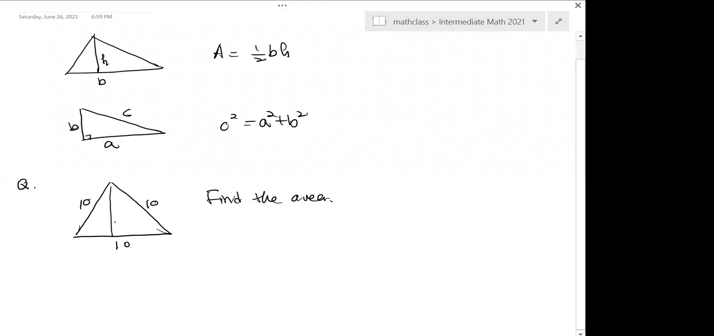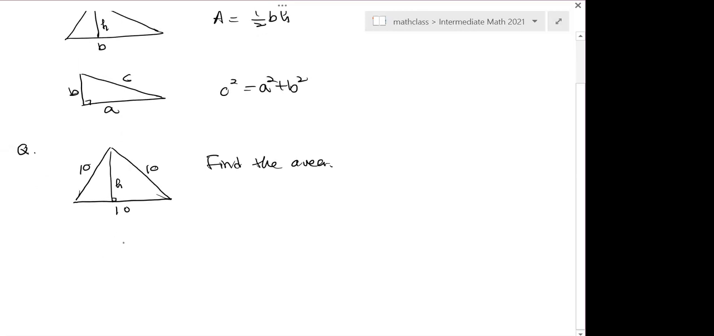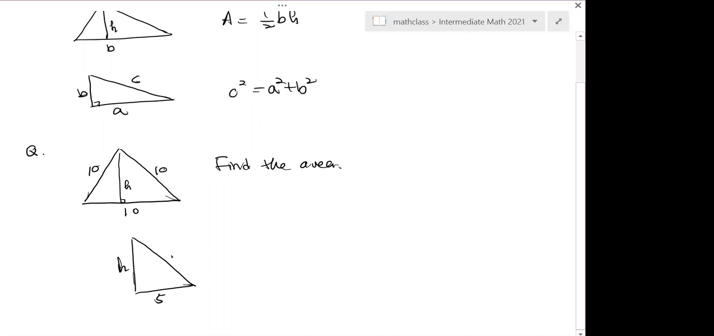So this is the height. You draw the line, then you find the height. Because this is an equilateral triangle, you get two right triangles after you draw the height. What is missing here is the height, and this side is 5, this side is 10. So I think we can apply the Pythagorean theorem to find the height.